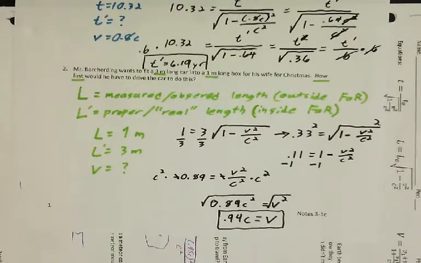So, it is possible to get a 3-meter car to fit in a 1-meter box. You just have to go 94% the speed of light. Easy peasy. How would you give her the box? Don't worry about it. How would you give her the box?